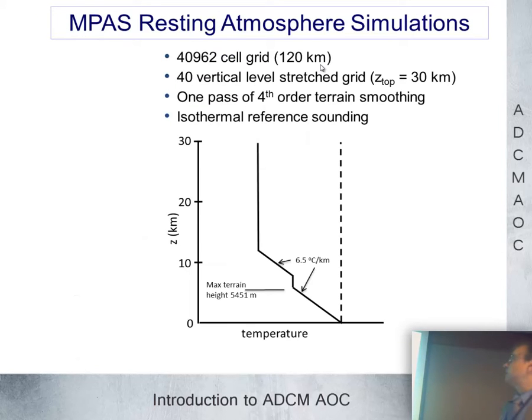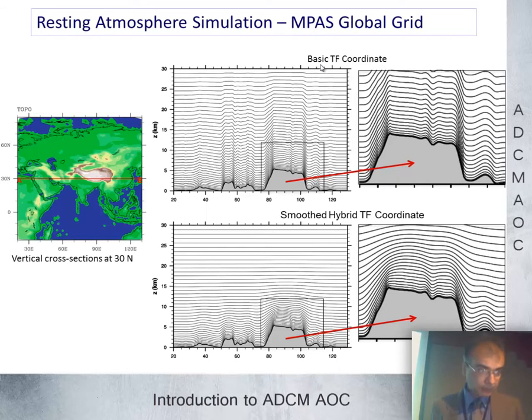And here's one with MPAS itself. This is now the global grid, using 120 kilometer grid size and 40 levels, up to 30 kilometers, with an idealized sounding, which is basically stable, with different levels of stability in a step function. And here is the Tibetan plateau, which of course is the biggest challenge in the global area.